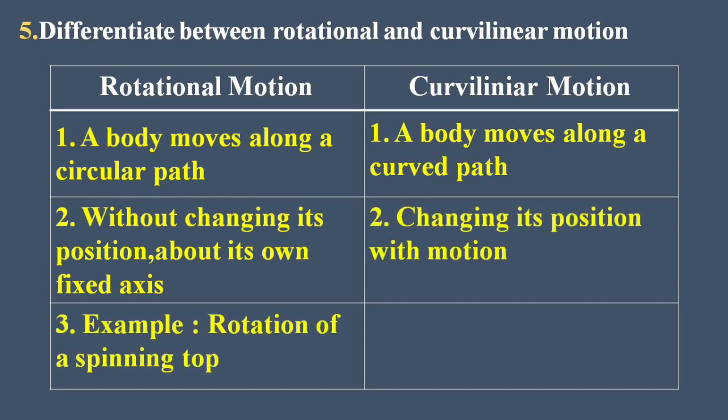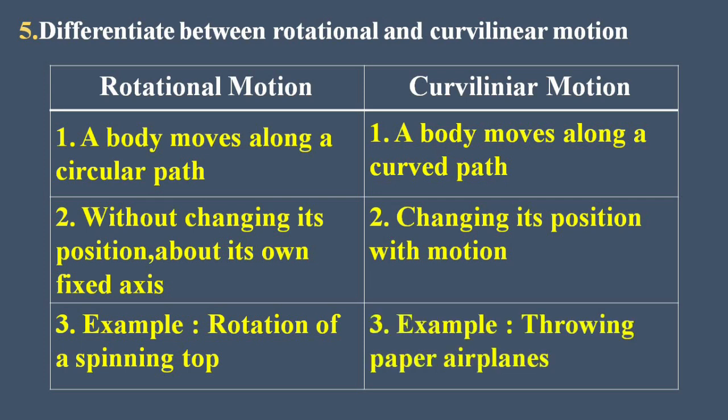Third, the example of rotational motion is the rotation of a spinning top, which is the best example. The curvilinear motion example is throwing paper airplanes. Okay, next is the 10th Roman letter.